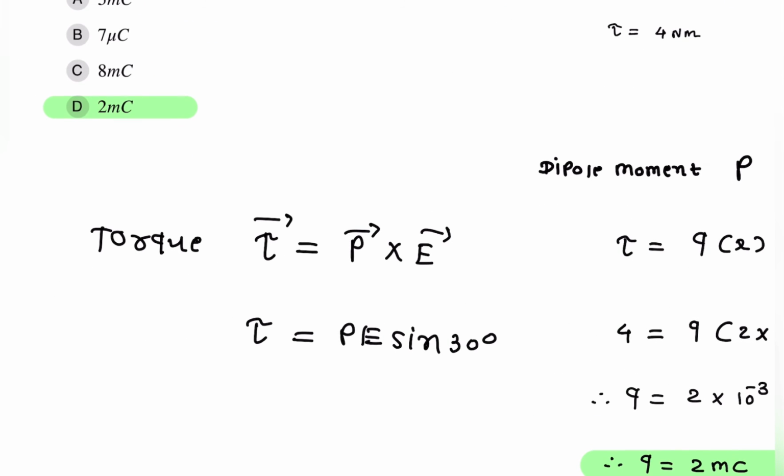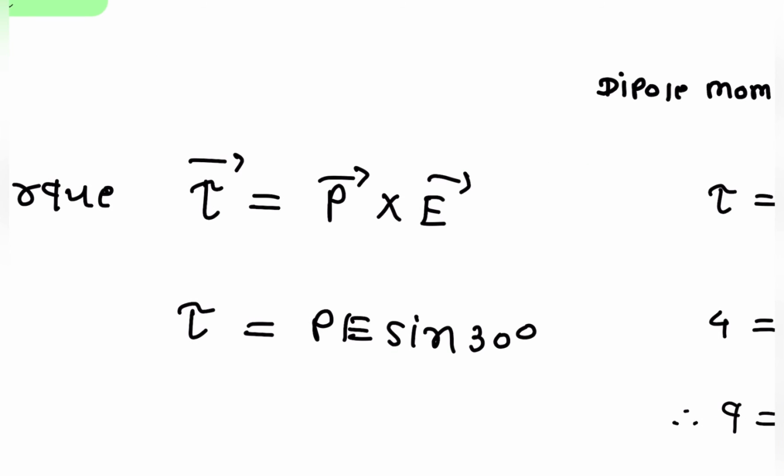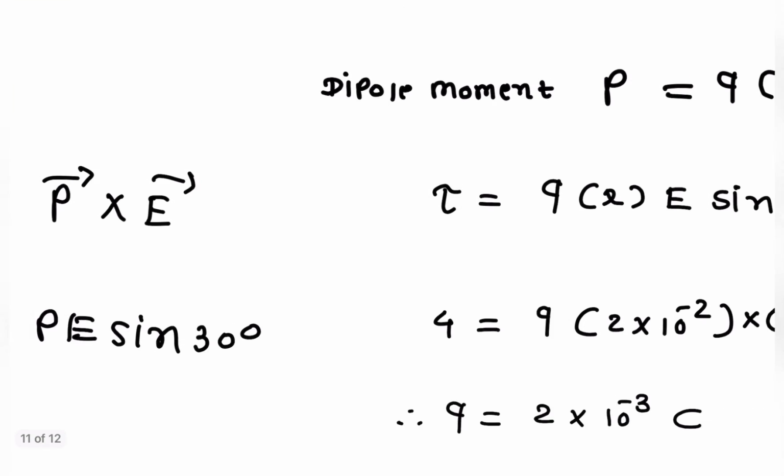So from the formula of torque, when the electric dipole is placed in a uniform electric field, it experiences a torque of PE sin theta. Torque is equal to P cross E. After simplifying, torque is equal to PE sin theta, and theta is the angle between P and E, that is given as 30 degrees. So torque is equal to PE sin 30.